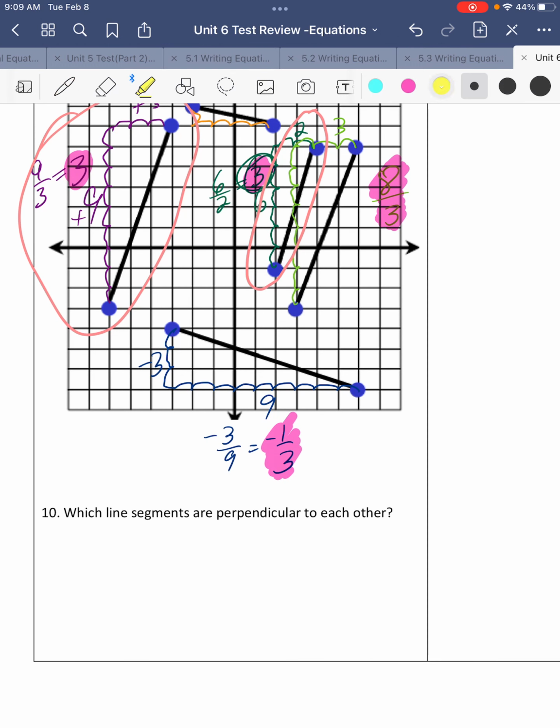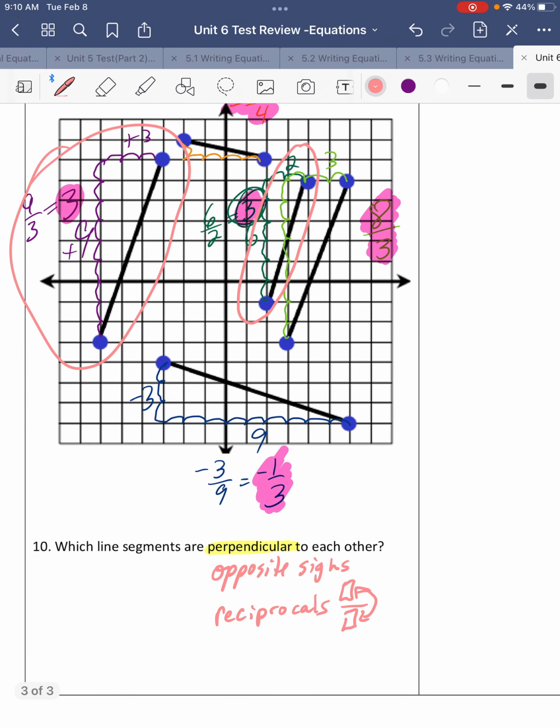Which lines are perpendicular now? Let's take a look at perpendicular. Perpendicular means they're opposite signs. So one's positive, one's negative. And they are reciprocals, which means the numerators and denominators flip the fractions. So it'd be like 1/3 and negative 3. So we have actually negative 1/3. I just mentioned that one.